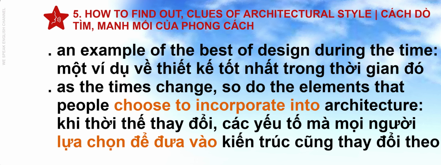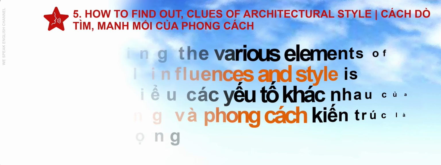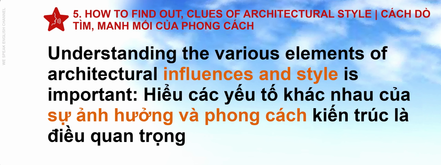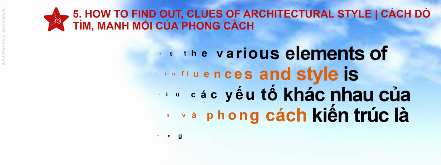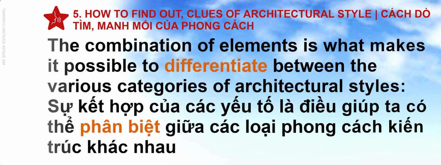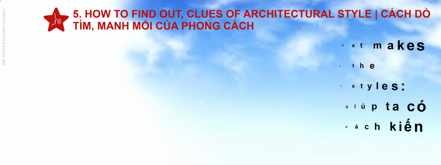As the times change, so do the elements that people choose to incorporate into architecture. Understanding the various elements of architectural influences and style is important. The combination of elements is what makes it possible to differentiate between the various categories of architectural styles.